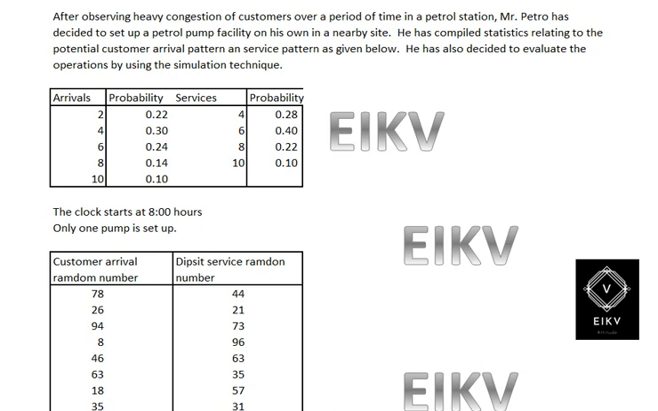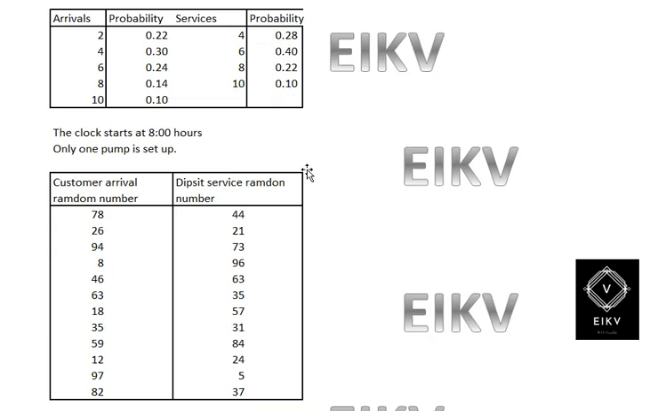And then guys, some of the details have been given, such as arrival, probability, service and probability. So arrivals will be 2, 4, 6, 8 and 10, and the probabilities are 22, 30, 24, 14 and 10. In case of services, it is 4, 6, 8, 10, and the respective probabilities are 28%, 40%, 22% and 10%.